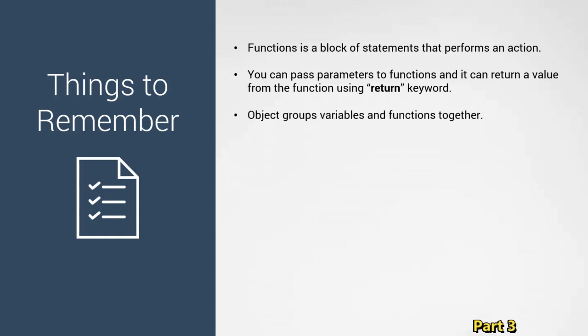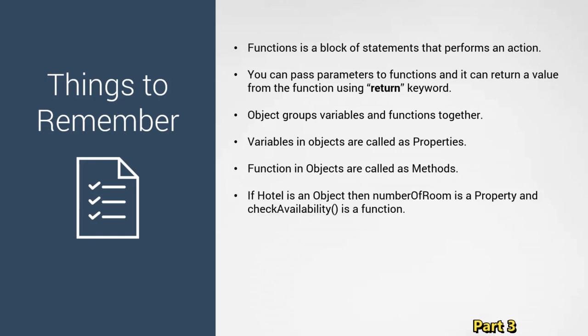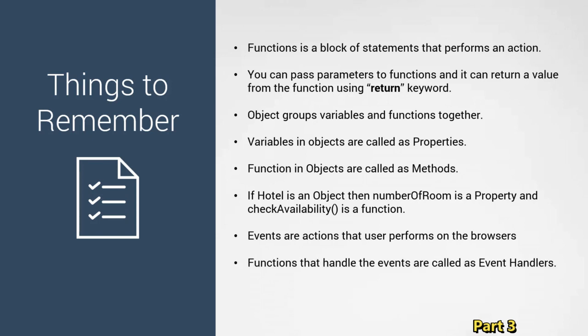Then we looked at objects, which group variables and functions together. We looked at how variables in objects are called properties and functions in objects are called methods. Portal is an object, number of rooms is a property, and check availability is a function. That's how you differentiate between a property and a method. Okay, events are actions that the user performs on the browser. So we have seen some of the events performed on the browser, and we tried to invoke our own methods based on those events as well. Right, functions that handle events are called event handlers. So these are the things that we have seen in this section, and I'll see you in the next one.